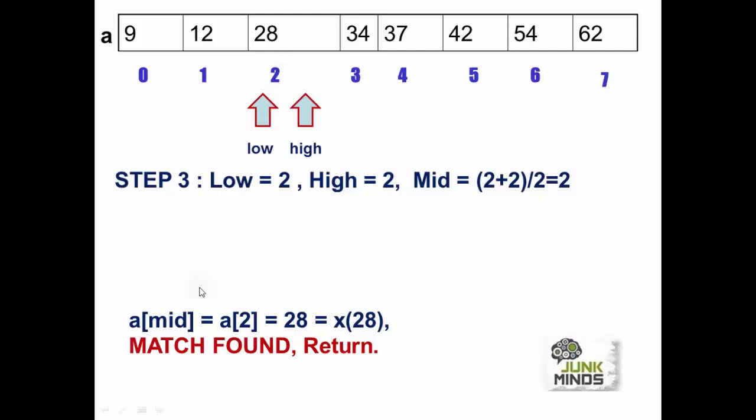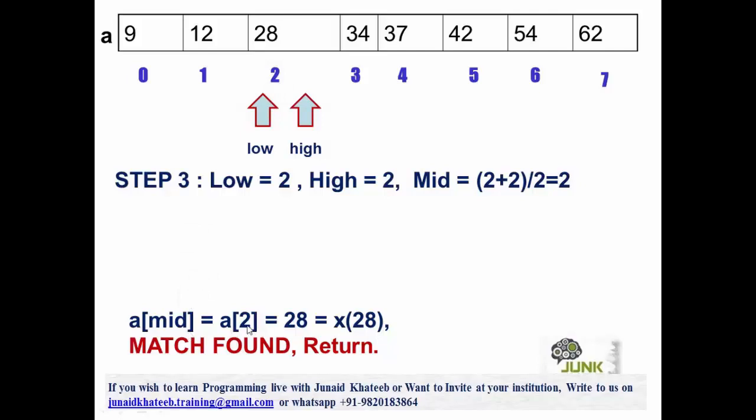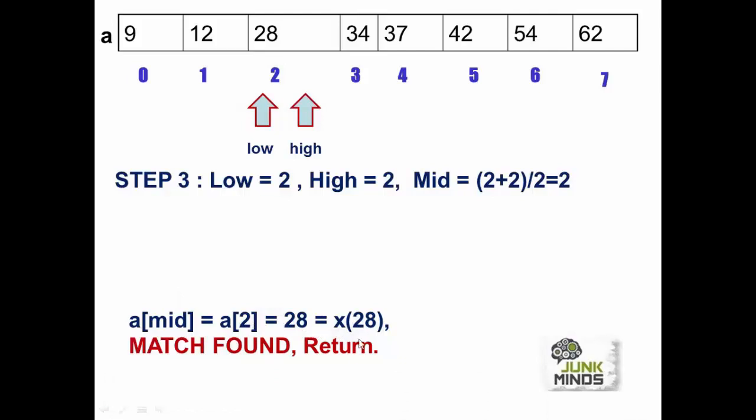So now when I compare the value at index 2, it is the value that I've been looking for. So the match is found. The algorithm returns that value and then it stops.